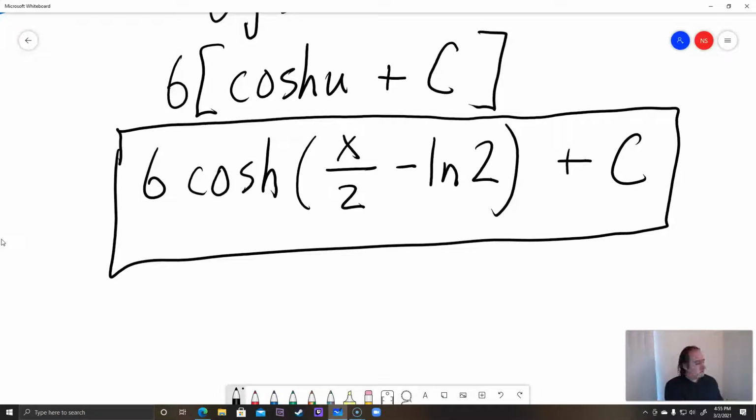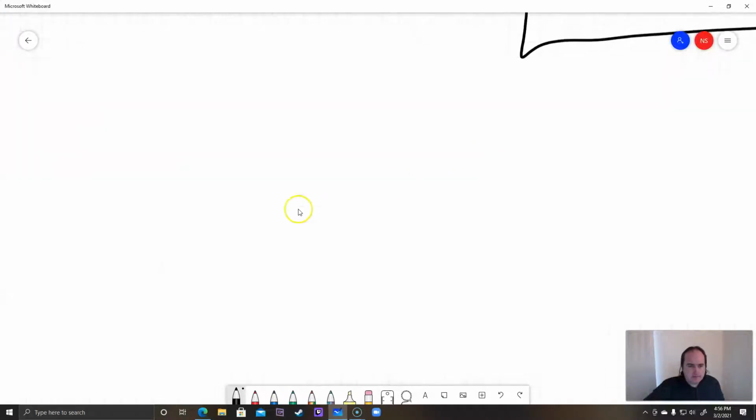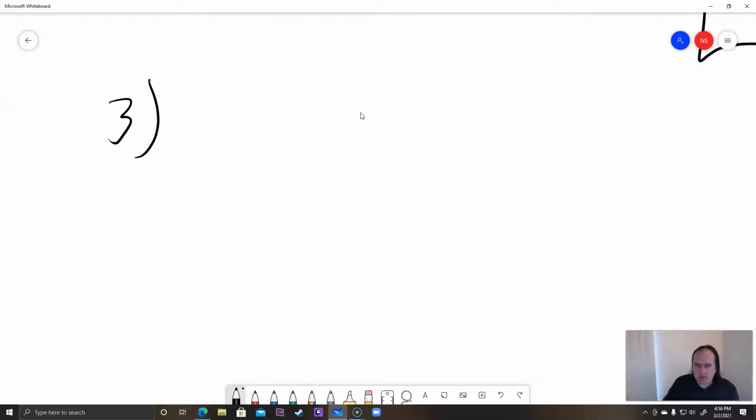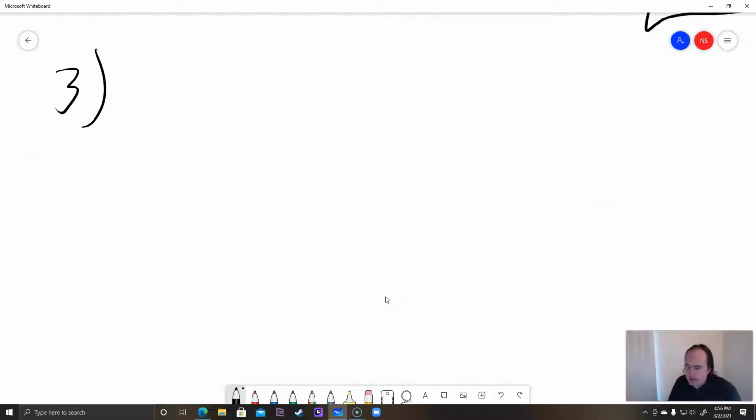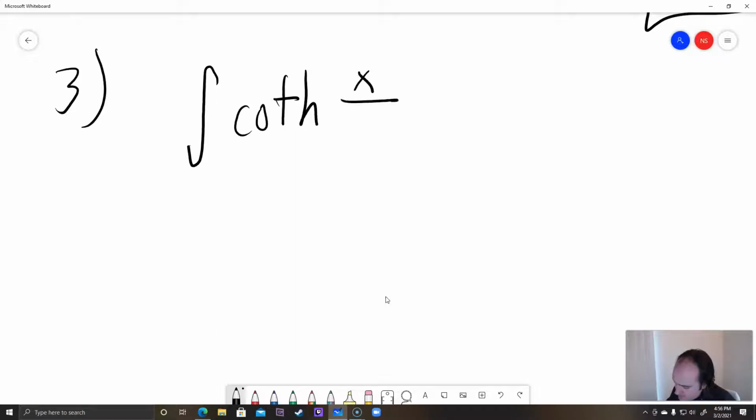All right, cool. So that was number 2. So let's take a look at example number 3. Example number 3 is the integral of coth of x over 10 dx.